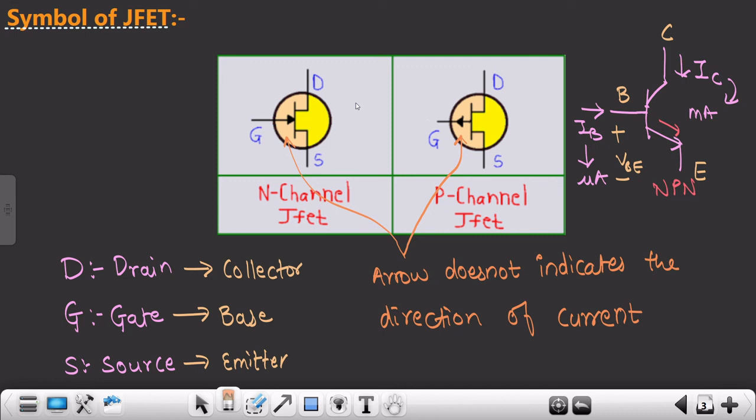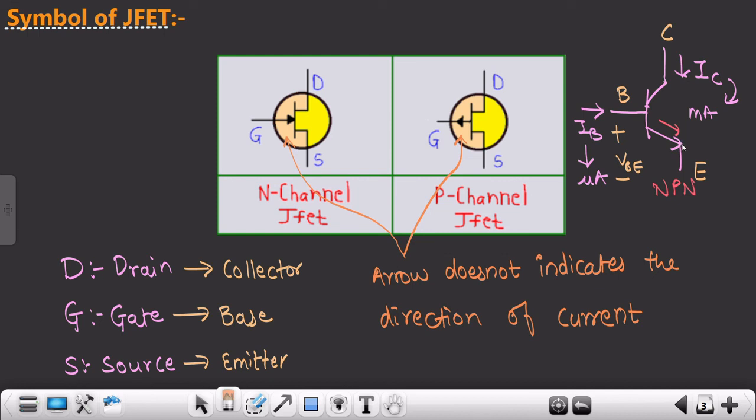Okay, so by now you might have got a clear-cut idea that we are going to take the input from the gate source and we are going to get the output from the drain source. And that's why I told you, if you are learning from me, I will teach you each and every point in great depth. Now you have got a clear-cut idea about BJT, so now you can easily relate it with the JFET.